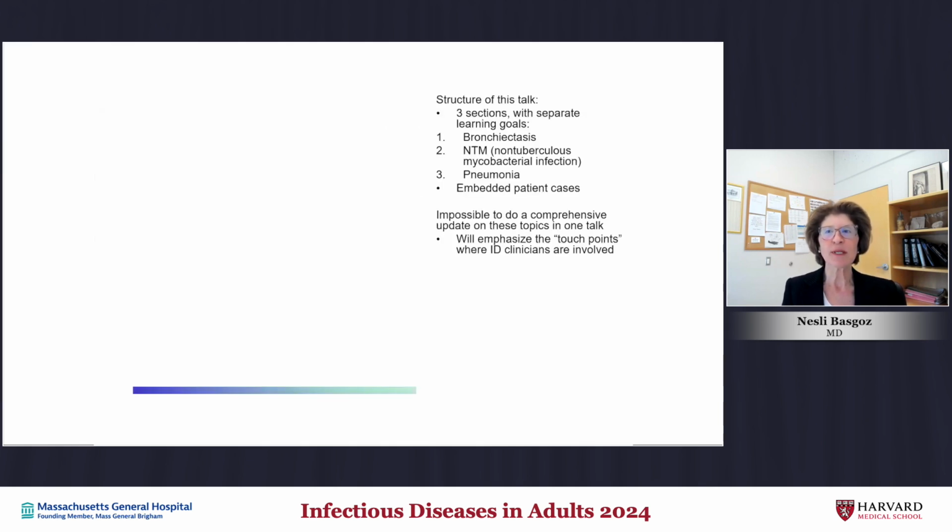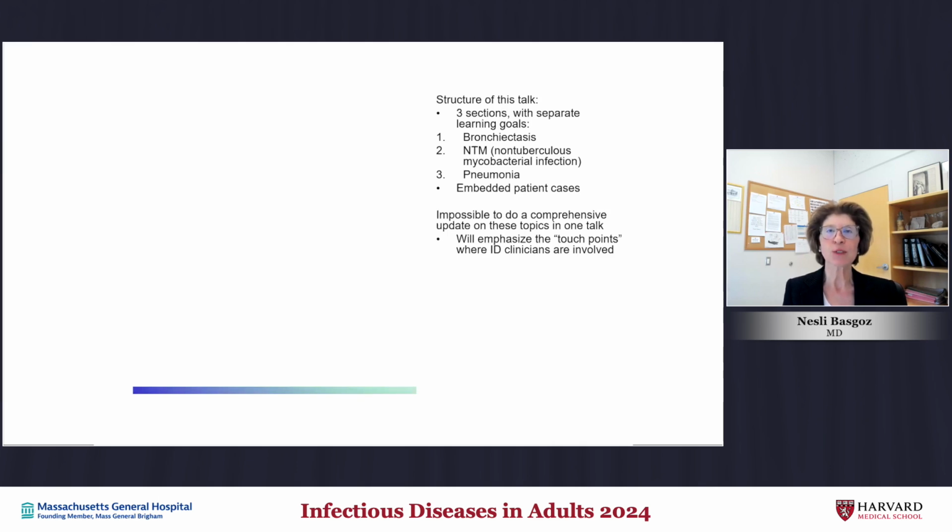So the structure of my talk is really in 3 sections, and there are separate learning goals for each section. They are bronchiectasis, NTM, or non-tuberculous mycobacterial infections, and pneumonia. Each section has some embedded patient cases in it. From the topic, you'll see it's impossible to do a comprehensive update in one talk.